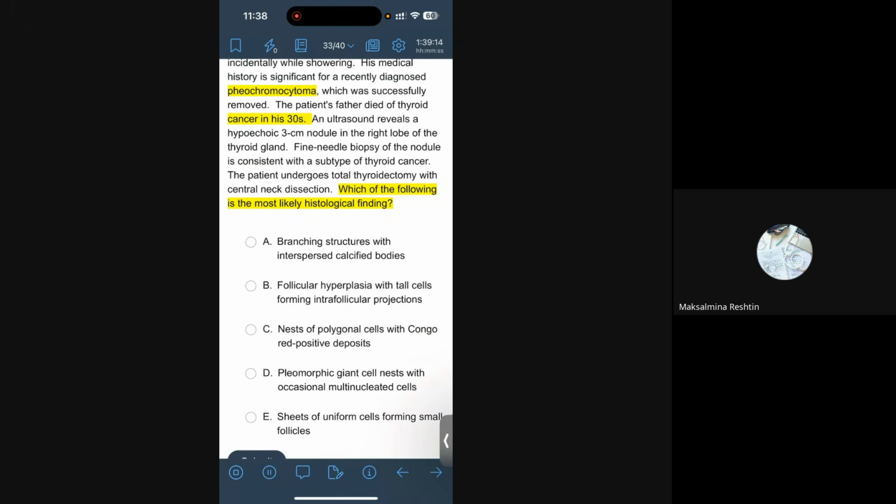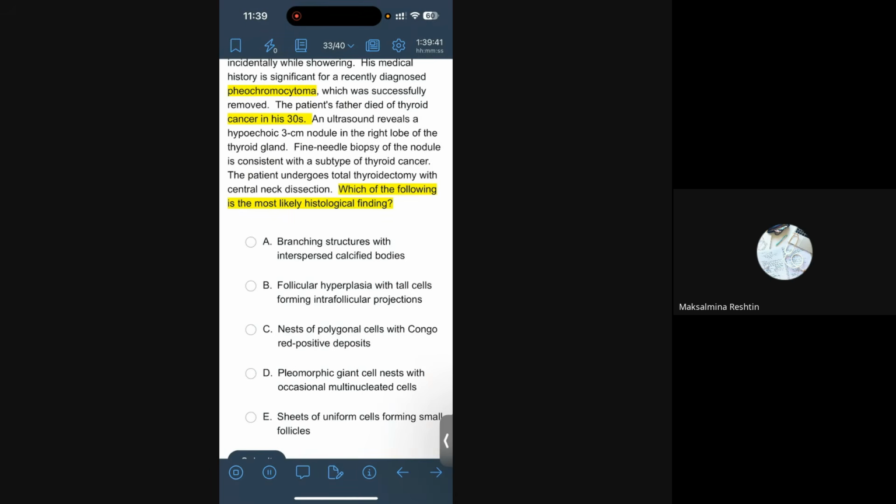Option B will be the right answer for what type of cancer? Follicular. Follicular hyperplasia with tall cells forming intrafollicular projections. This is for Graves' disease.